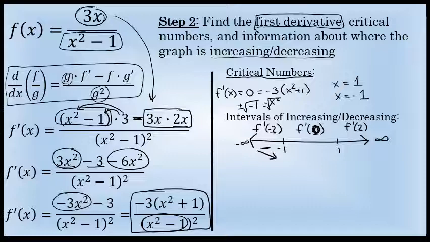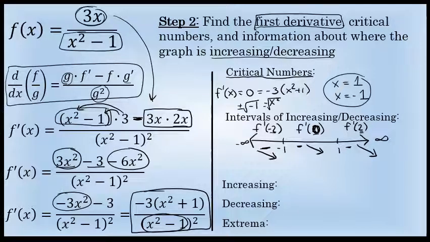Substituting a 0 in for x also yields a negative. It's decreasing from negative infinity to negative 1 and also negative 1 to 1. These critical numbers are places where possibly the graph could change from increasing to decreasing or decreasing to increasing. Doesn't have to change. Additionally, substituting a 2 into the first derivative also yields a negative. This function is actually decreasing over its entire domain. So what I'll do is I'm going to indicate that it's not increasing at all.